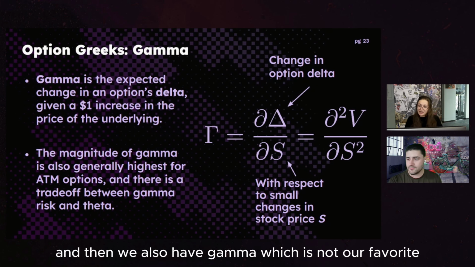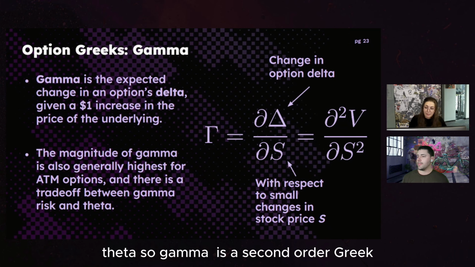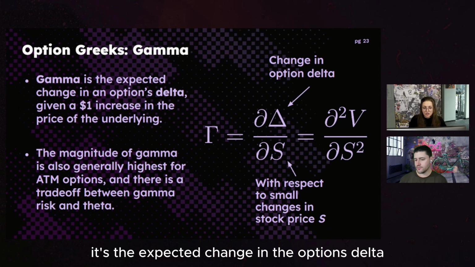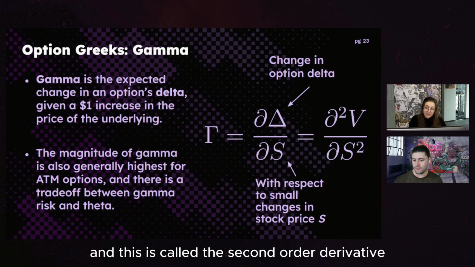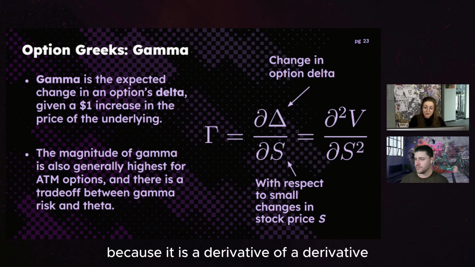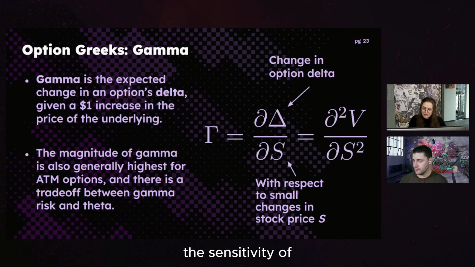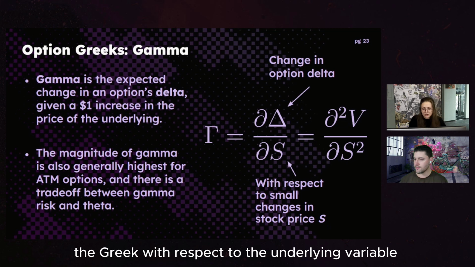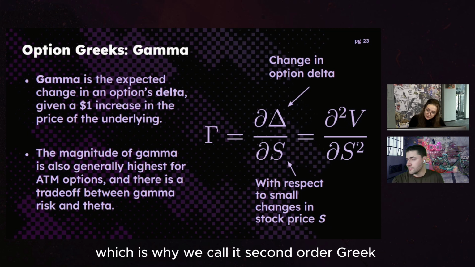And then we also have gamma, which is not our favorite. There is an inverse relationship between gamma and theta. Gamma is a second order Greek. It's the expected change in the option's delta given a $1 increase in the price of the underlying. This is called a second order derivative because it is a derivative of a derivative. We're looking at the change in delta given changes in the stock price, and the sensitivity of the Greek with respect to the underlying variable. That's a second order derivative, which is why we call it a second order Greek.